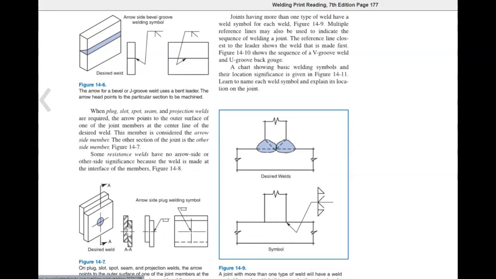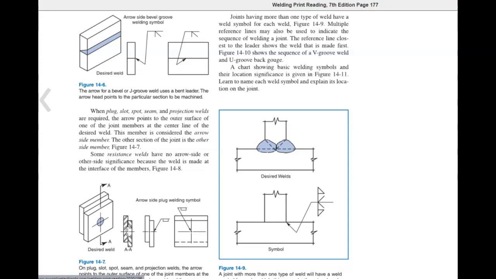When plug, slot, spot, seam, and projection welds are required, the arrow points to the outer surface of one of the joint members at the center line of the desired weld. This member is considered the arrow side member. The other section of the joint is the other side member. Some resistance welds have no arrow side or other side significance because the weld is made at the interface of the members.